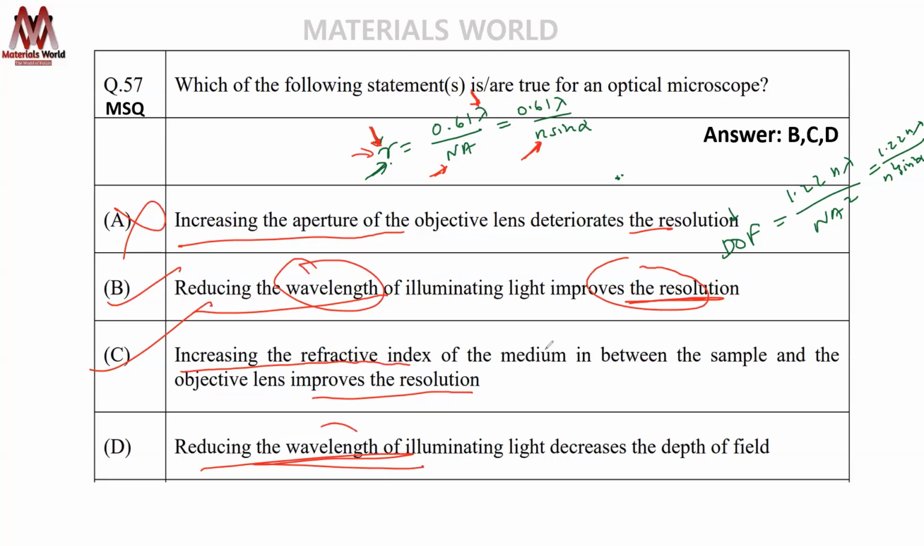But if you reduce the wavelength, your depth of field will not be better. It will decrease. If you reduce the wavelength, what will happen? Depth of field will also decrease. Okay, it is directly proportional. So B, C, D all are answers.